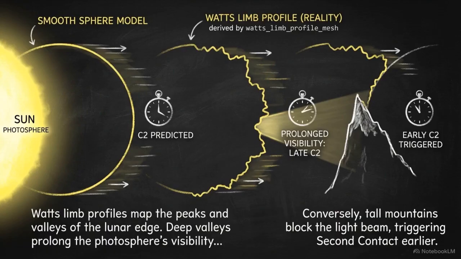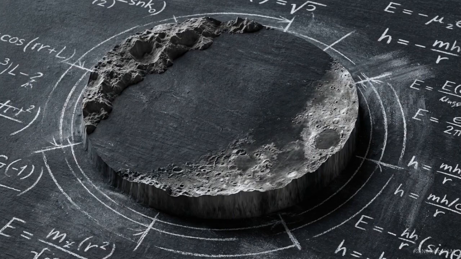Watts limb profiles map the peaks and valleys of the lunar edge. Deep valleys prolong the photosphere's visibility, allowing sunlight through after a smooth sphere would show full coverage. Conversely, tall mountains block the light beam, triggering second contact earlier. This rugged terrain dictates the exact position angle of the first internal tangency.